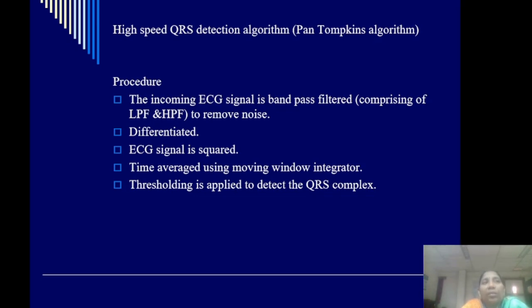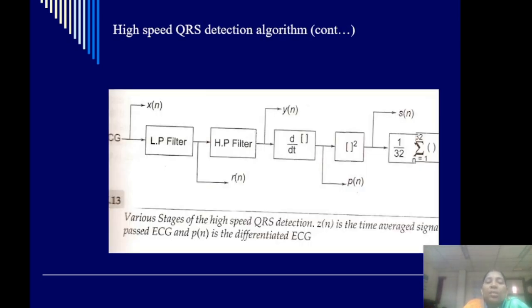After that, to the ECG signal, we will be applying a moving window integrator. That is applied over the signal, and then finally thresholding is applied to detect the QRS complex from the ECG signal. So in this procedure, this is the block diagram which illustrates that.